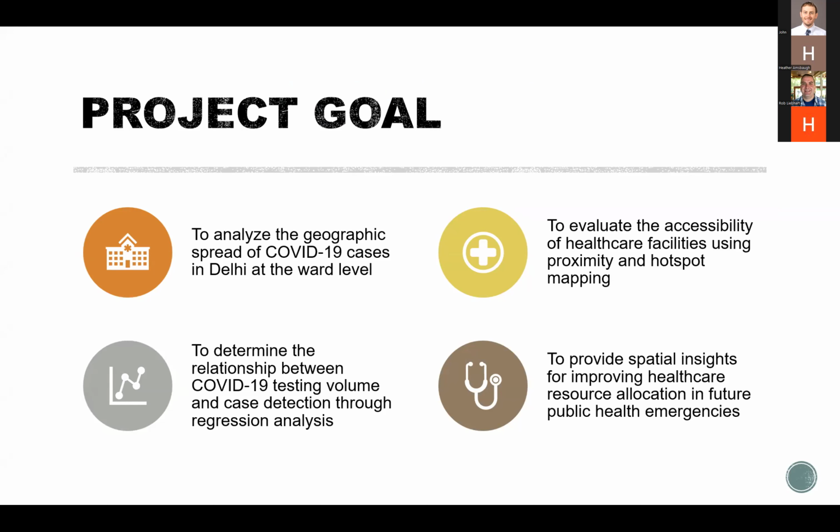Second, I evaluated the accessibility of healthcare facilities by mapping to identify areas where high case counts were not matched with nearby hospitals or clinics. The third was to determine the relationship between testing volume and detection through linear regression. Finally, to offer spatial insights that could help inform more equitable and efficient healthcare resource allocation in future public health emergencies. These goals aim to bridge the gap between data, geography, and policy.